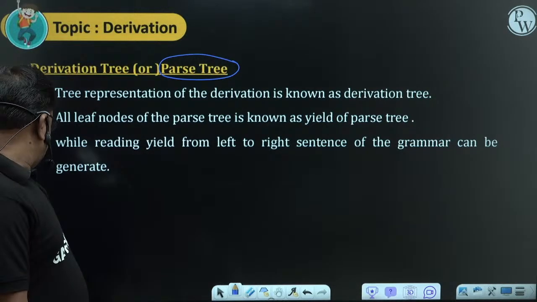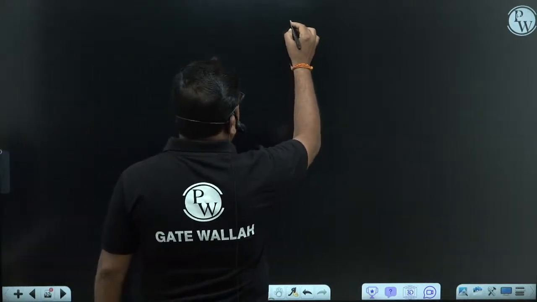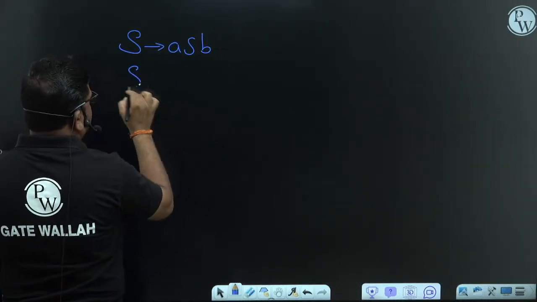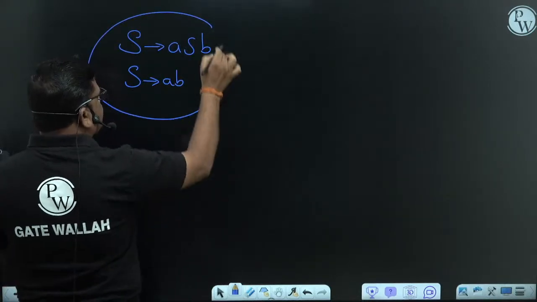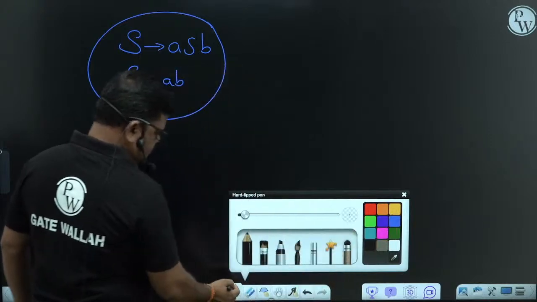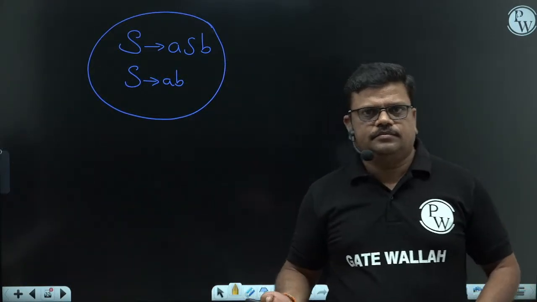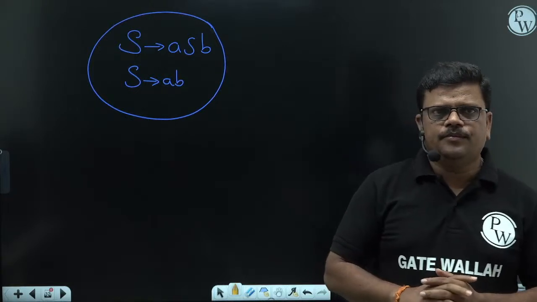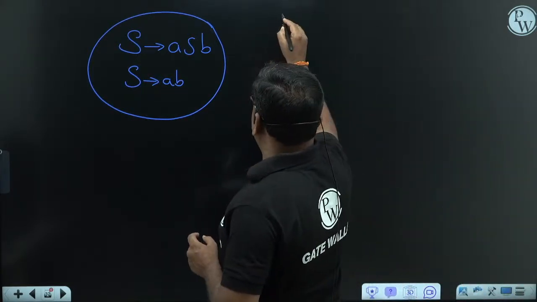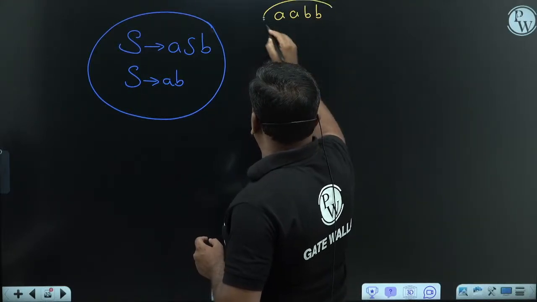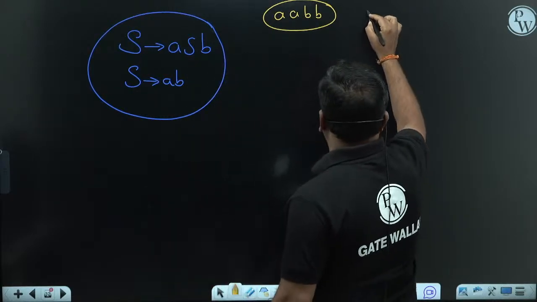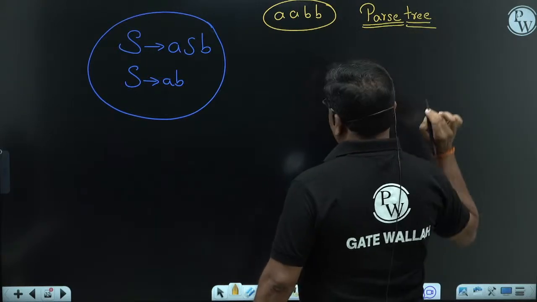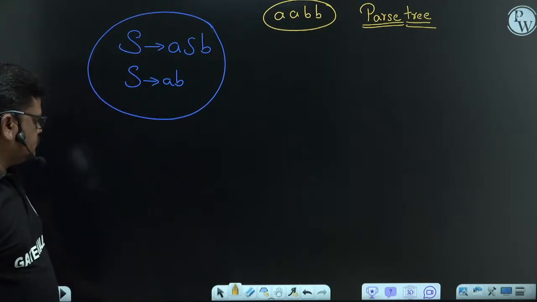Anyhow, let me take one example. Same grammar, take the previous one. Derivation tree and derivation are the same, but the more important thing is the derivation tree. Most of the time we will generate derivation trees. Let us see the derivation tree for this grammar. I want to construct the derivation tree for the string AAB. Parse tree or derivation tree. How will it be constructed?